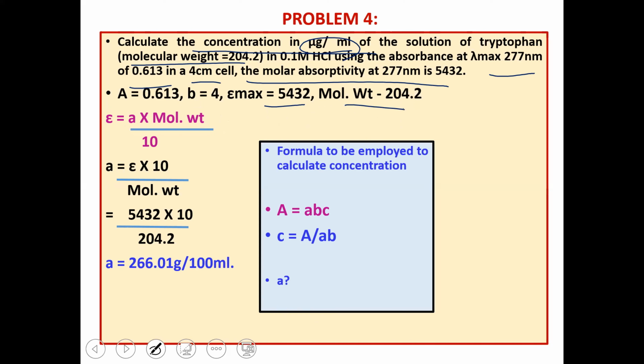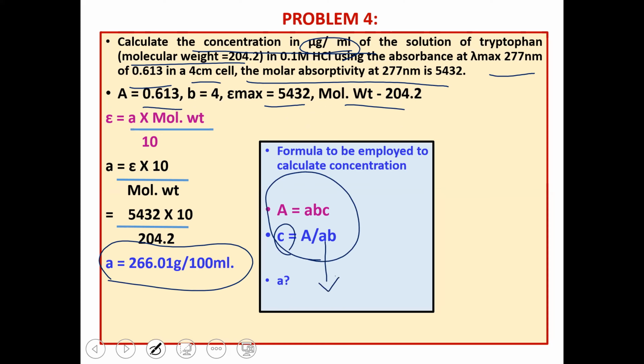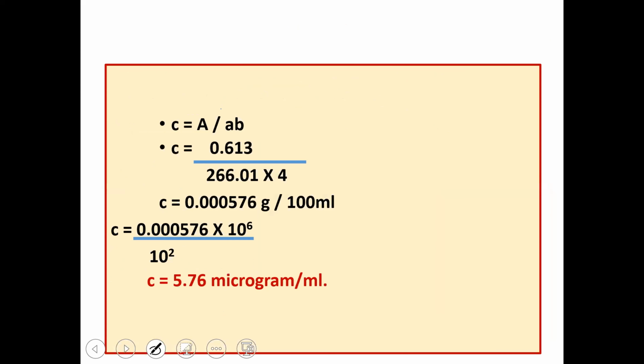First let us calculate small a with the formula Emax into molecular weight divided by 10. If you substitute the values, you will arrive at small a. Once you arrive at small a, you can use the formula where your main interest is to calculate the concentration. So C is equal to A by aB. Absorbance is given, small a we just calculated, and B is also available. So substitute the respective parameters and you arrive at the result.